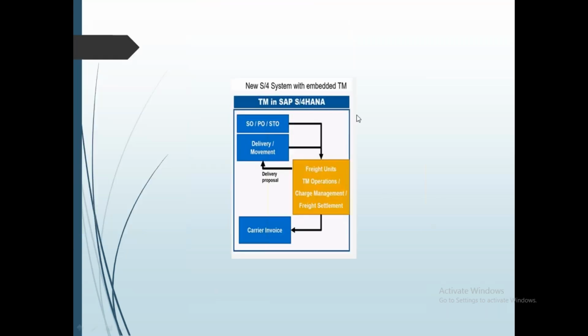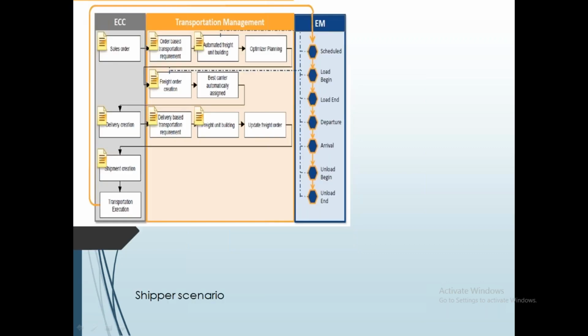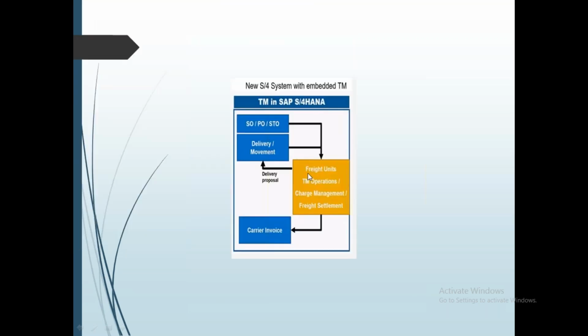And this is the standard setup for S4HANA. If you compare, previously the process was too complicated, and this is the monitoring part for EM. But now in S4HANA, it has become more simplified. Whether you create outbound or inbound, you create a delivery, and then you create a freight unit, charge management, settlement, and create a KPI. That's it.